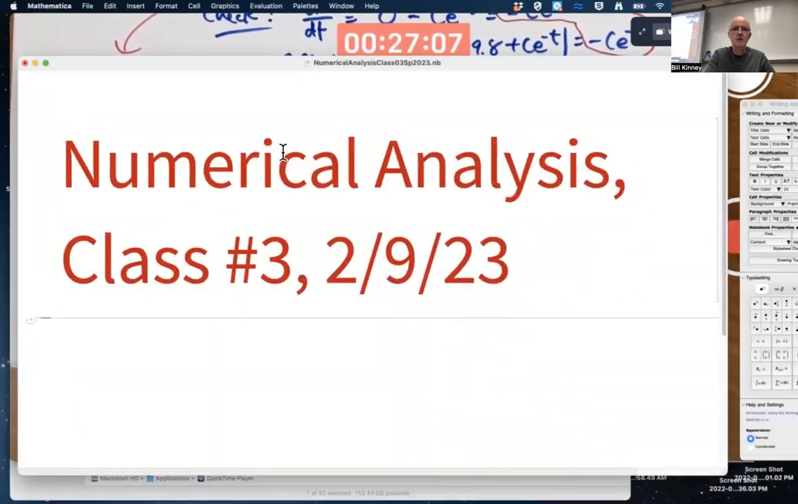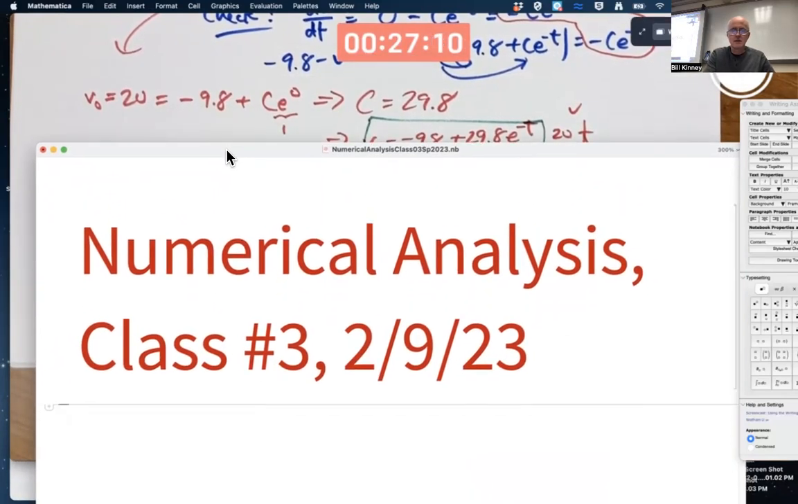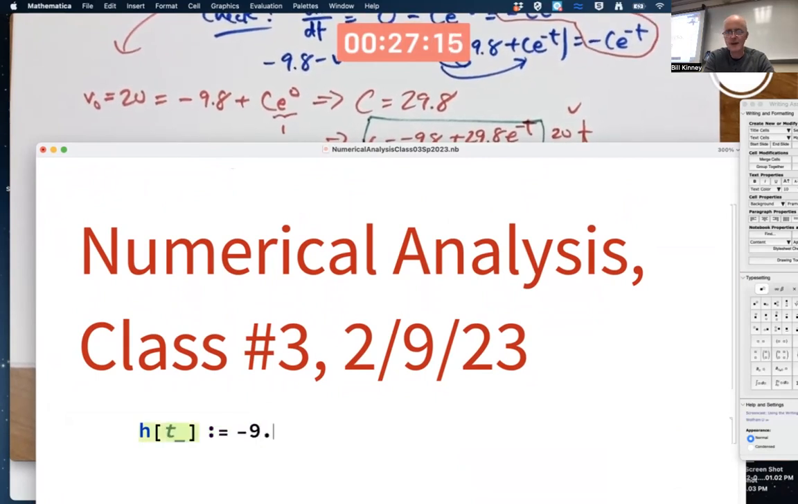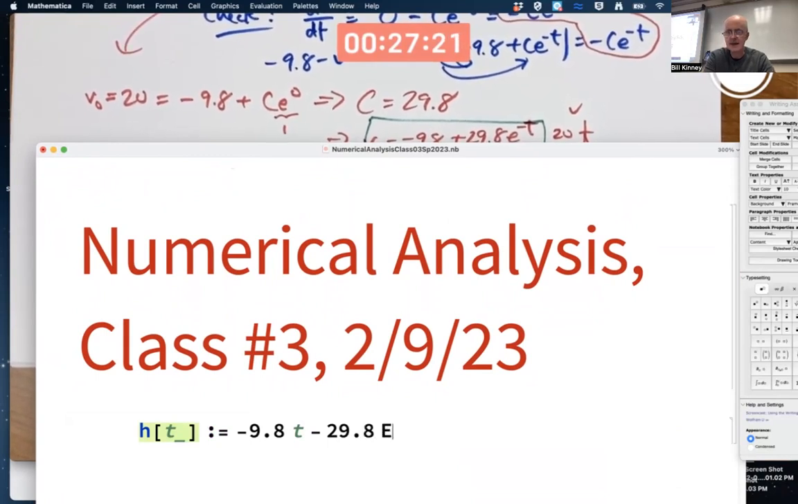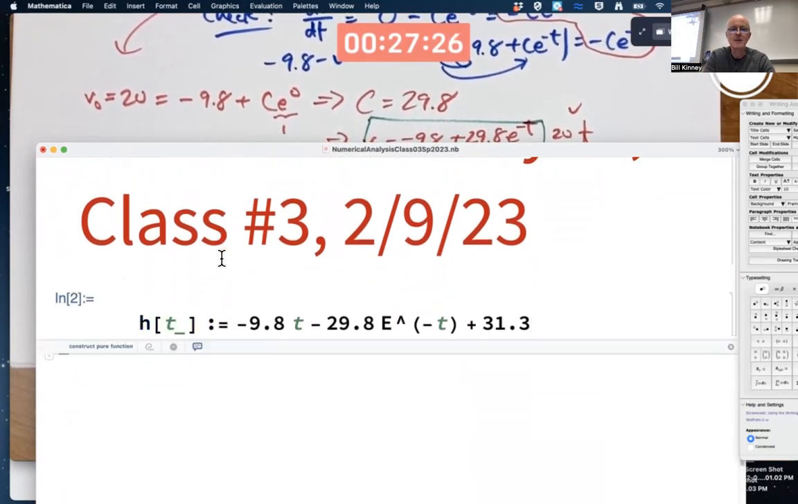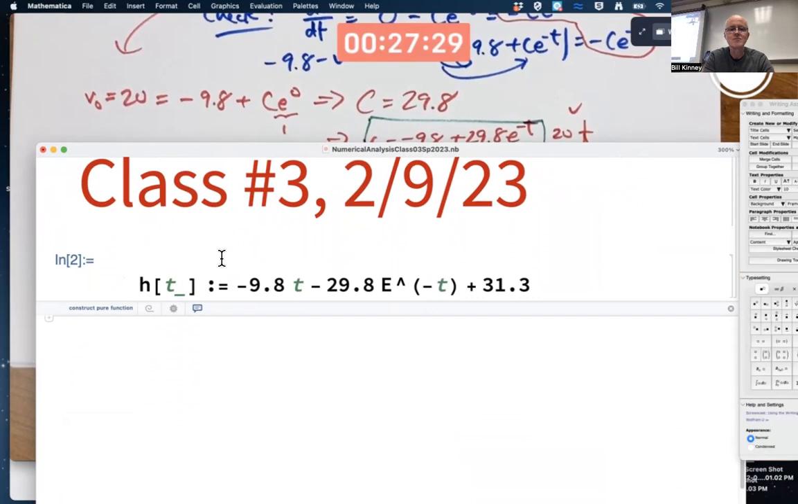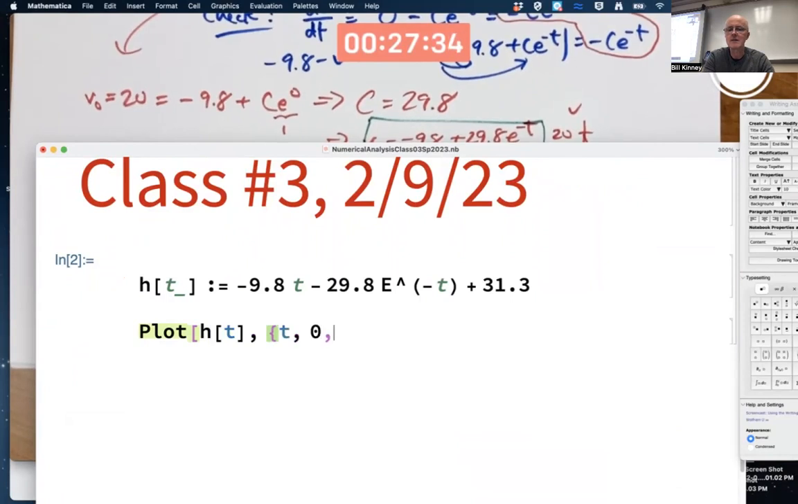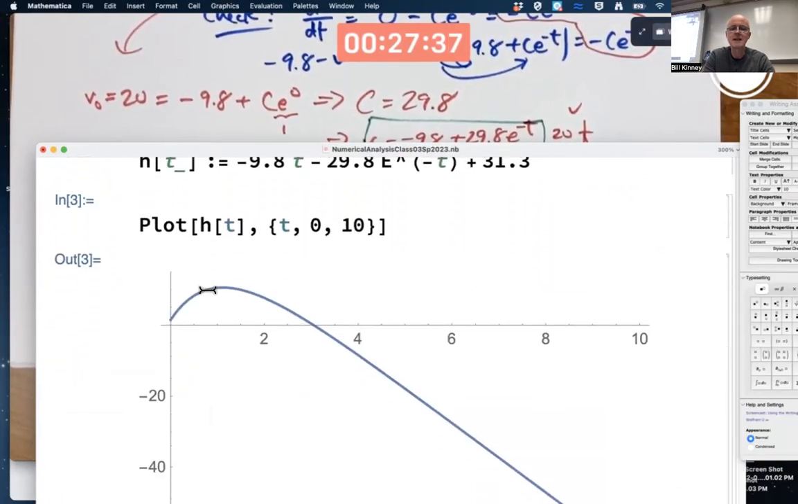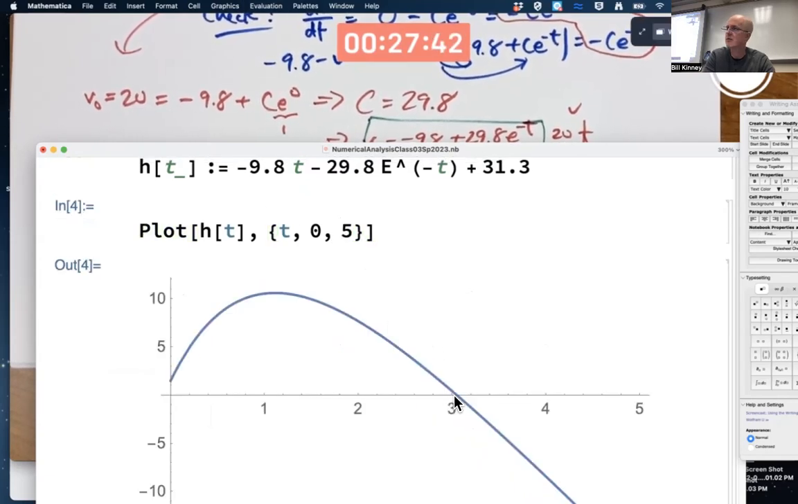Oh, there we go. Okay, so I'll go ahead and use function notation here. H of t is going to be negative 9.8 t minus 29.8 e to the negative t plus 31.3. Enter that function. Plot it. Let's just see what the plot looks like. Looks like that. We can see visually, it looks like it's going to hit the ground slightly over 3 seconds. This is the height as a function of t.